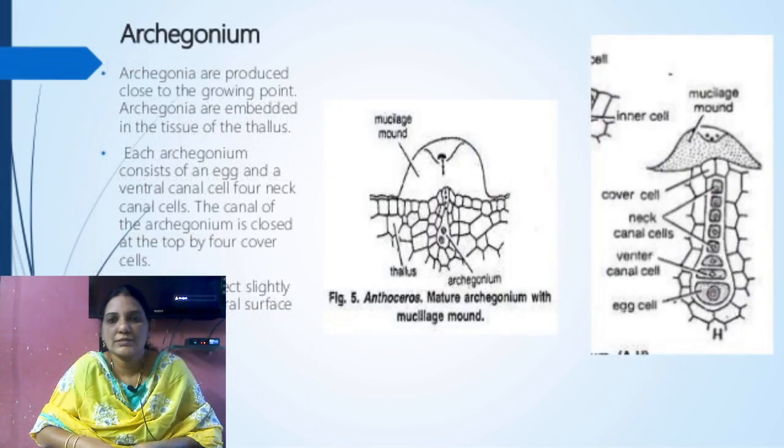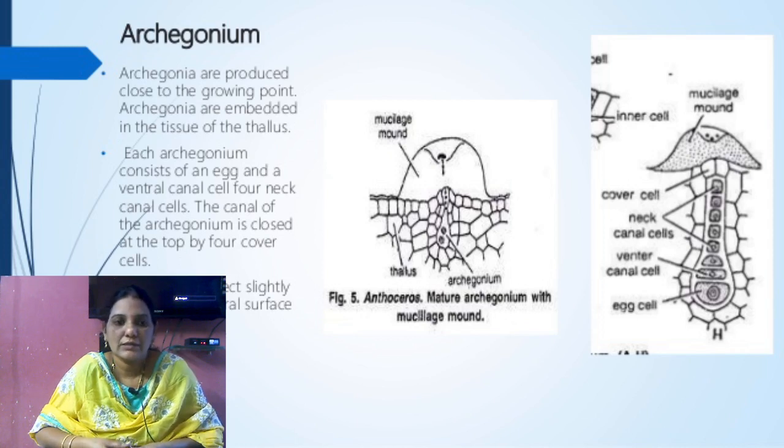So next one is archegonium. The female sex organ is called archegonium. The archegonial initial divides into 4 cells. The middle cell is called the axial cell, and three peripheral cells are covered to the axial cell. So here the axial cell is covered by the 3 peripheral cells.